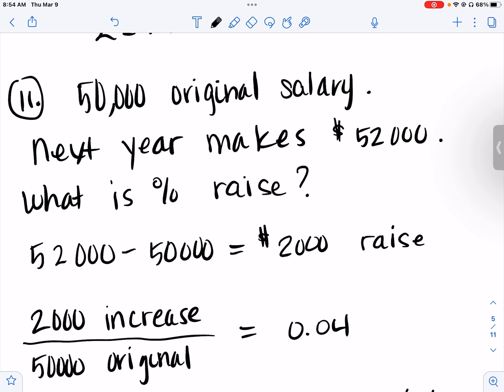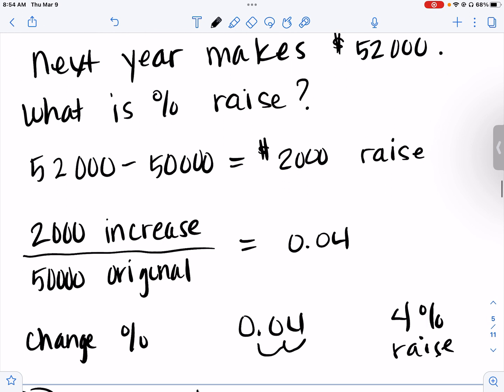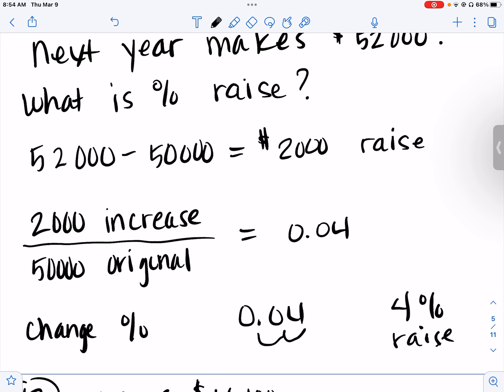An original salary of $50,000. Next year they make $52,000. What is their percent raise? Well, first we have to find the dollar raise. So $52,000 minus $50,000 is a $2,000 raise. A $2,000 increase divided by the $50,000 original, divide, that equals 0.04. Change to a percent, move it to the right, so that's a 4% raise.